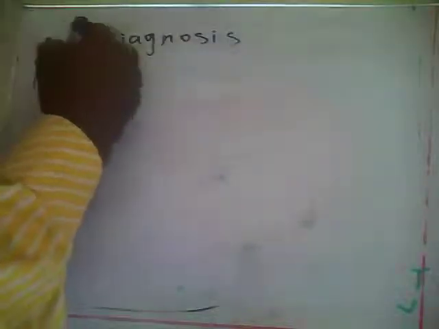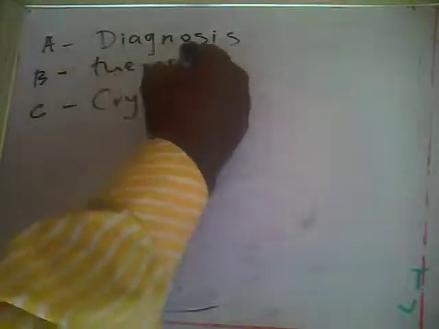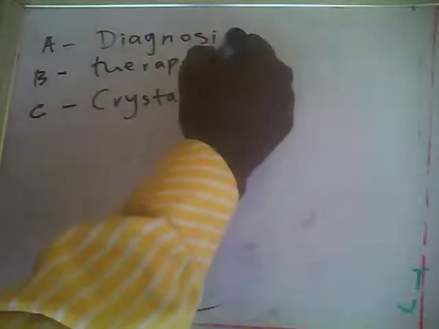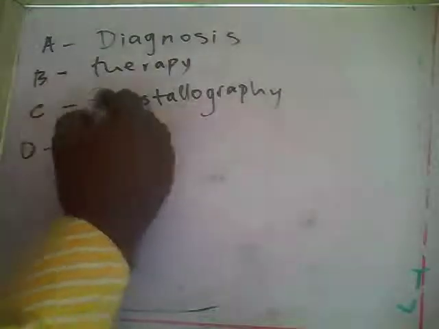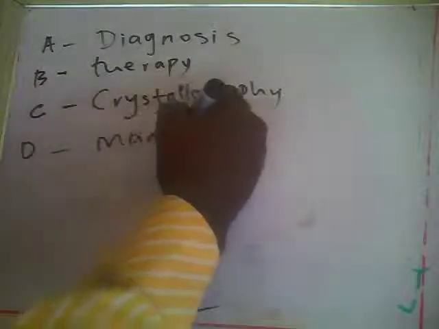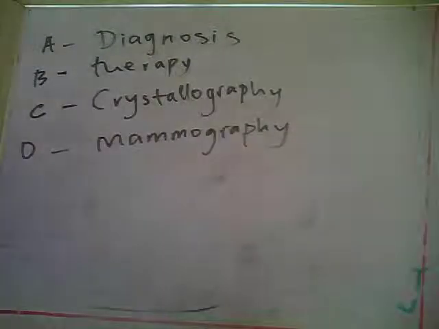Then we have therapy, we have crystallography, then we have mammography. Now, looking at these options, which of them answers the question? They said the process of detecting a pin mistakenly swallowed by a child is X-ray what?